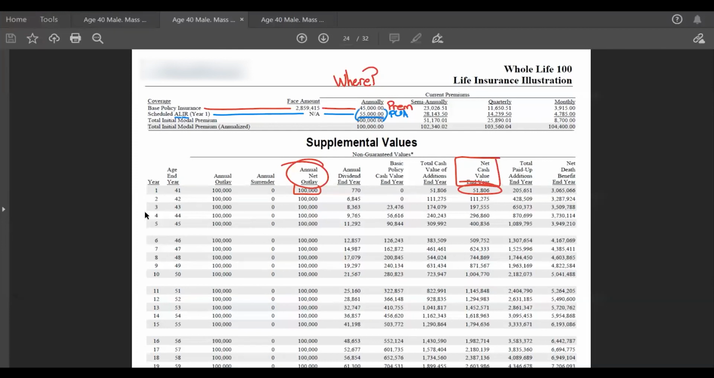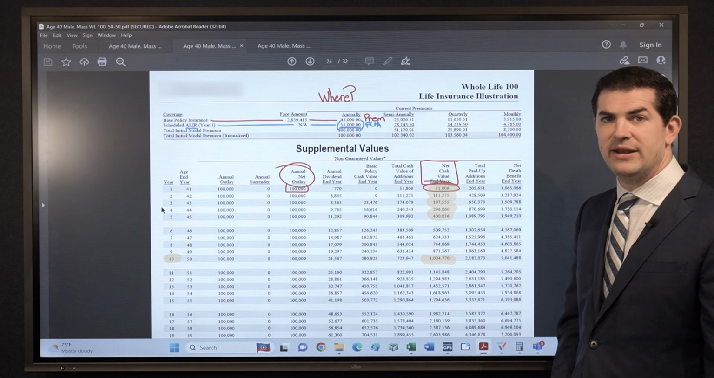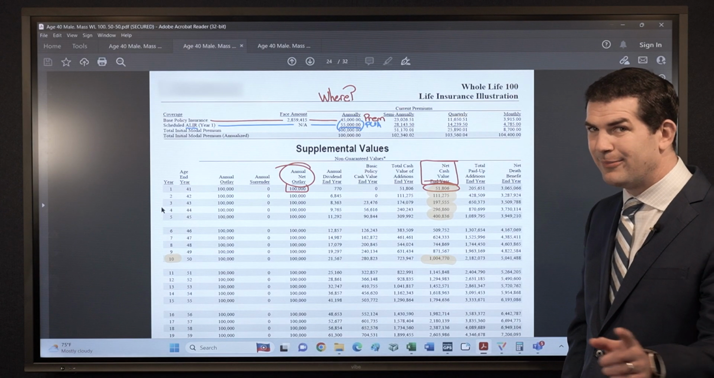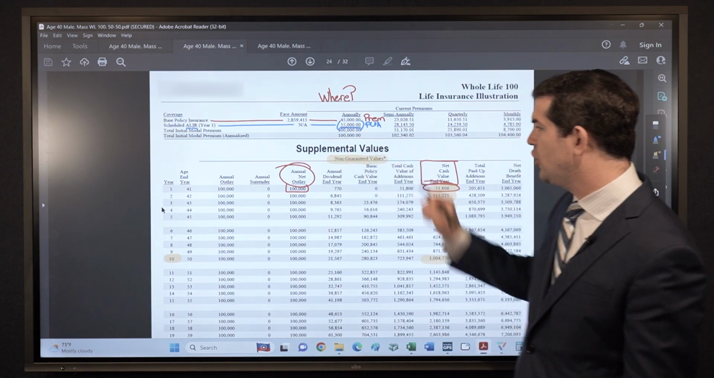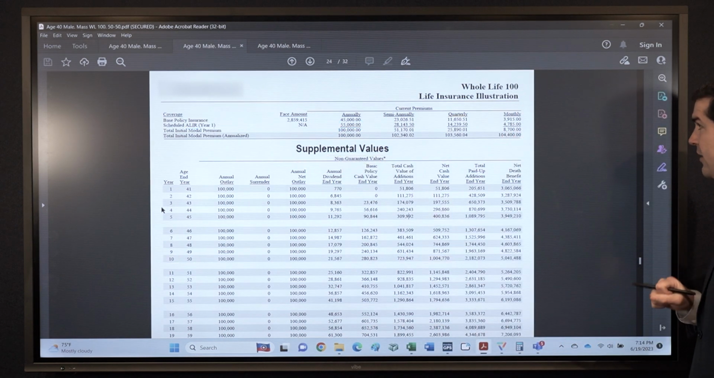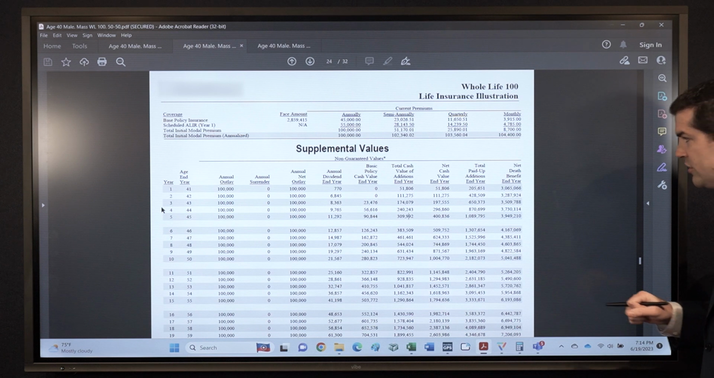So as we look at this, is it better than the last one? Oh yeah, it's definitely better. Is it something you would want? Year 10, there's your break-even point. You've paid in $1 million and you have $1 million. Again, based on the non-guaranteed values. We're going to look at the guarantees in a little bit as we progress through this video.